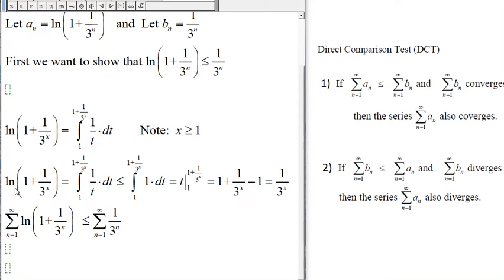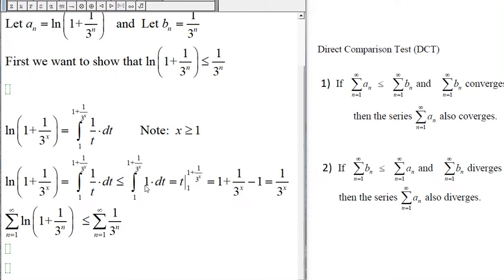And so we have ln of 1 plus 1 over 3 to the x, which is the integral of 1 over t. But since we're dealing with x greater than or equal to 1, 1 over t will be less than or equal to 1, since t can only take values 1 or greater. And so 1 divided by t will be less than or equal to 1.